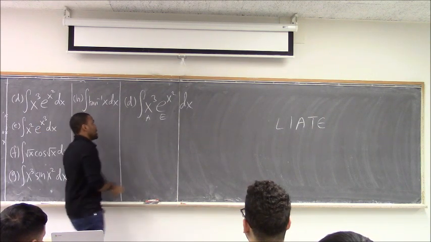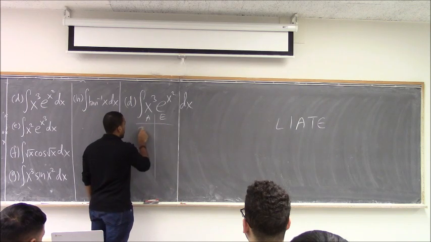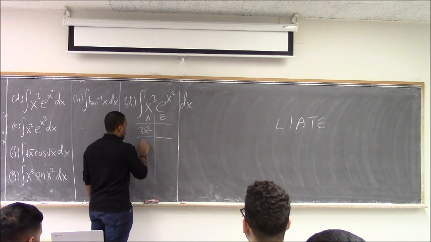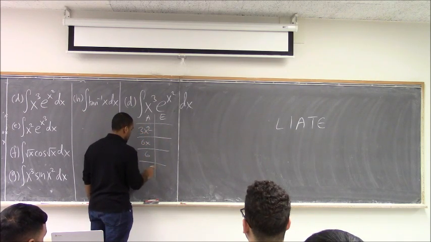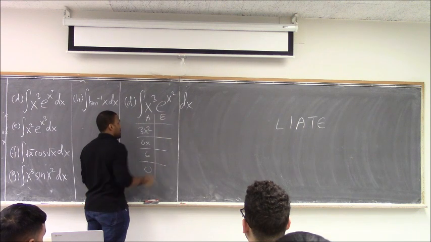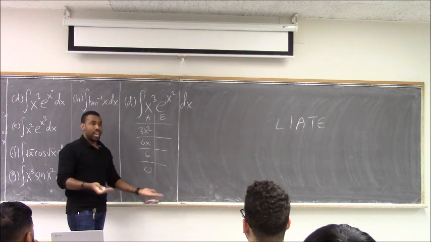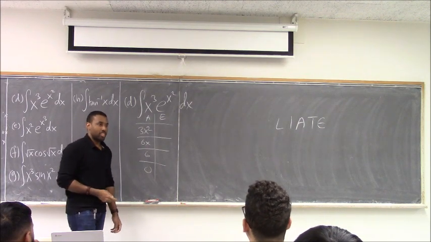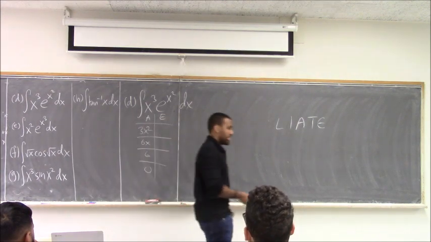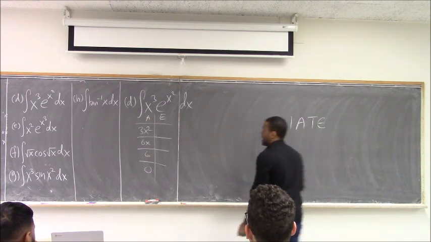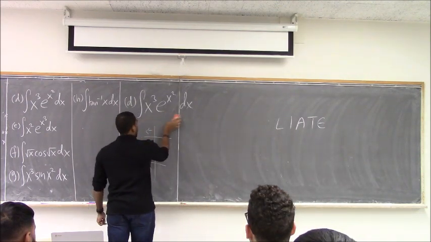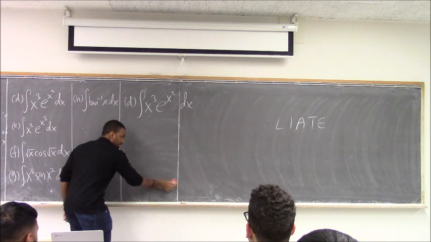Okay. So if you want to jump to tabular method, you're going to let that U be that guy. Now, dealing with that is not going to be an issue. That's 3x squared. That's 6x. That's 6. That's 0. What is the integral of e to the x squared? You can't. That's impossible. Right? Remember, the integral of e to the x squared is not something that can be done. So, no, that is not the step.